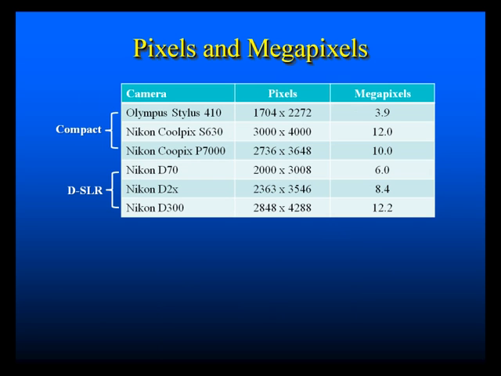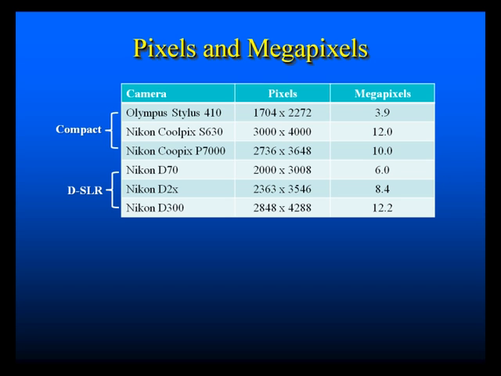Here are some of the cameras that I've either owned over the past 6 or 8 years or used. I started with an old Olympus Stylus. It was about a 4 megapixel image, and I'll tell you what, it was fine for 4x6 prints. Not so great for enlargements. And it had a pixel count of 1704 up and down, 2272 across.